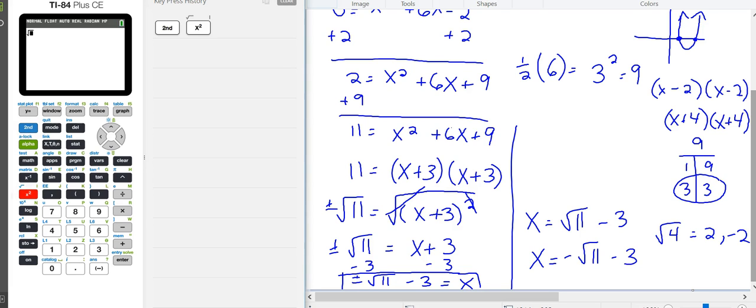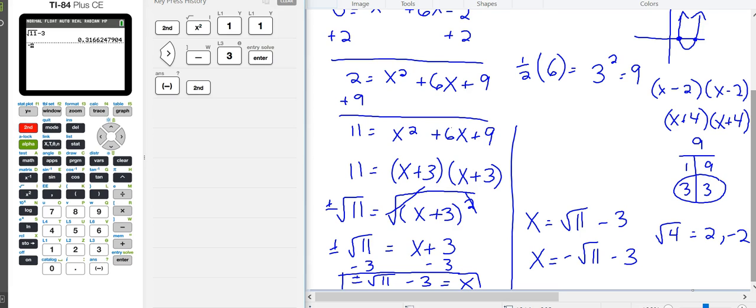Let's do the square root of 11 minus 3, and then negative the square root of 11 minus 3. So this graph would cross at approximately x is equal to negative 6 and x is equal to 0.3. Let's look at another example.